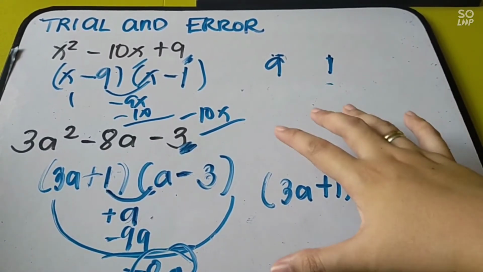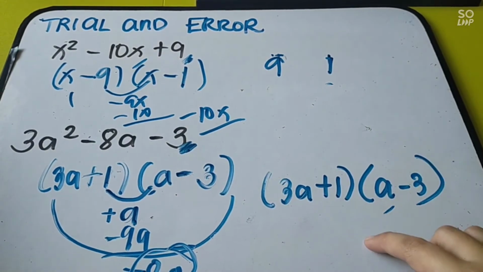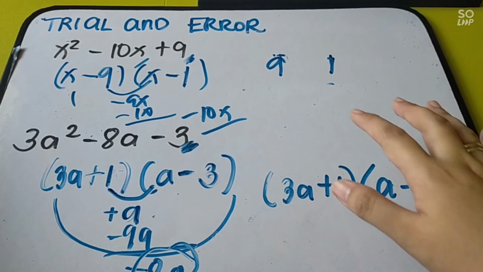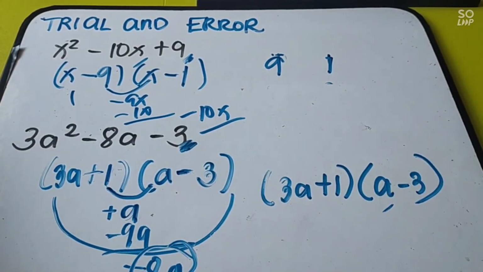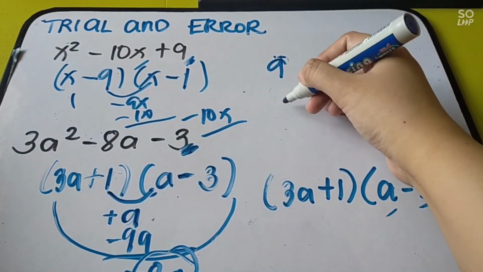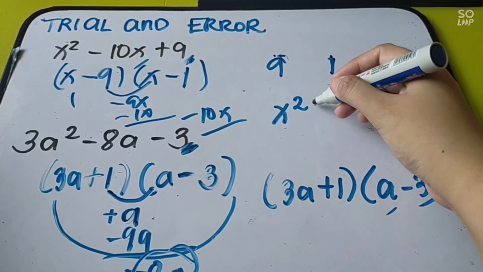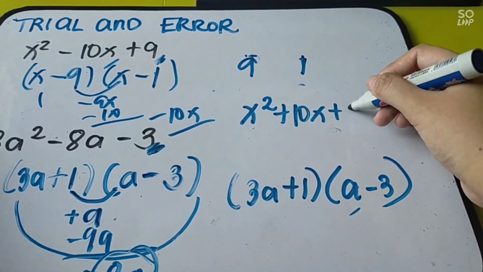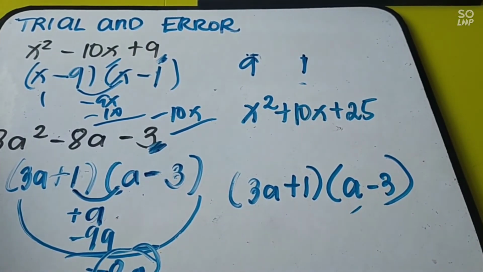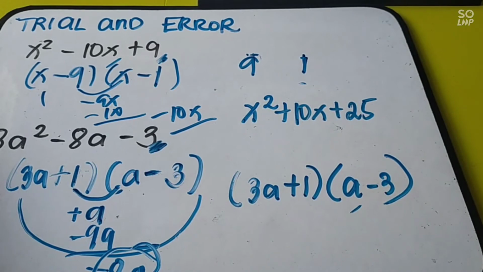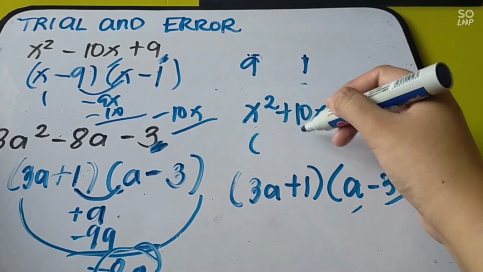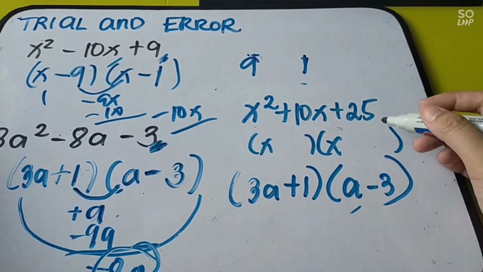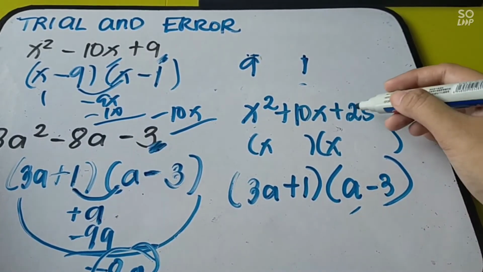In quadratic trinomials, pwede mo rin ditong i-apply kapag nakakita ka ng perfect square. Halimbawa, hindi mo napansin na siya ay perfect square trinomial, pwede mo rin i-apply dito si trial and error. Halimbawa, we have here x squared plus 10x plus 25. O, halimbawa, hindi mo siya napansin na siya ay perfect square trinomial. So, pwede ditong trial and error. Tingnan nyo. We have here x and x. Next, we have here 25. Oh, what are the factors of 25?